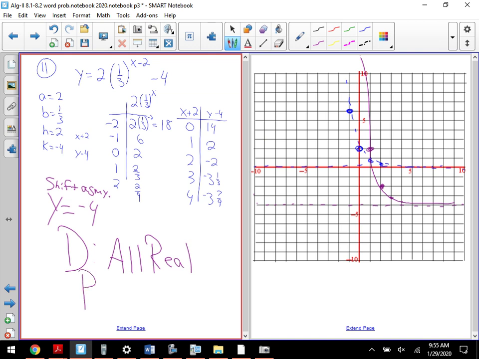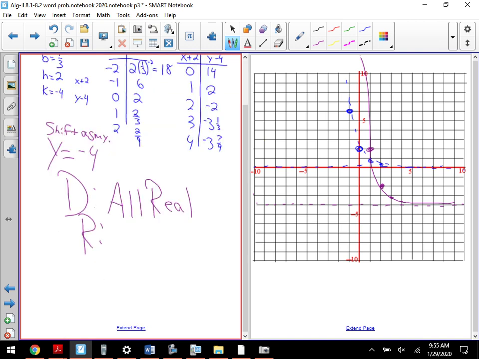Your range. Is the graph above or below your asymptote? Above. Yes, sir. We're supposed to write that stuff on the I scale too. Don't forget domains and ranges and all that too. Okay. Your range is y values that are greater than -4. If it was below, if the graph was below, that's why it's so visual. If it was below, then you would say y values that are less than. Right? That's how this stuff works.